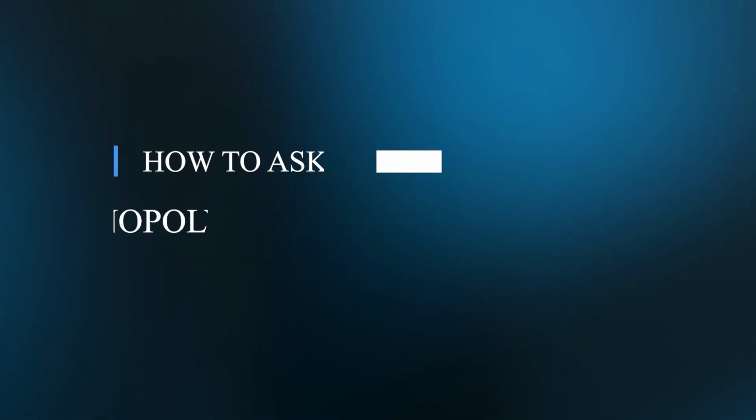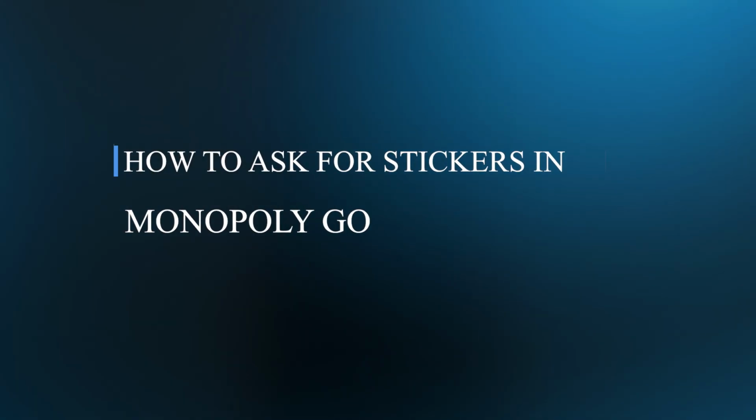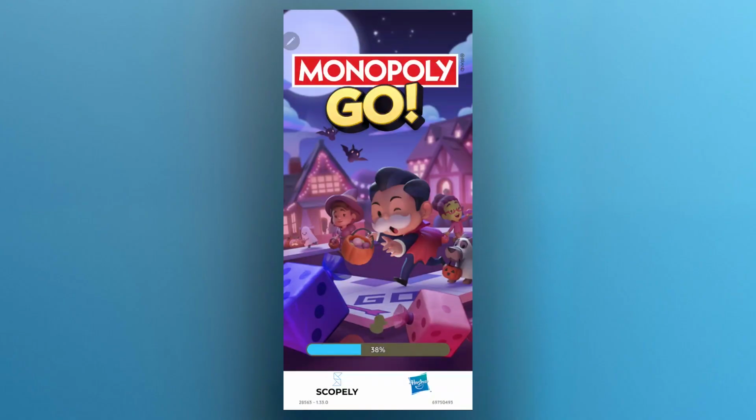Hey guys, in this video I'm going to show you how to ask for stickers in Monopoly Go. So, in order to do this, first of all, open your Monopoly Go application and click on the album button at the bottom right of the screen.